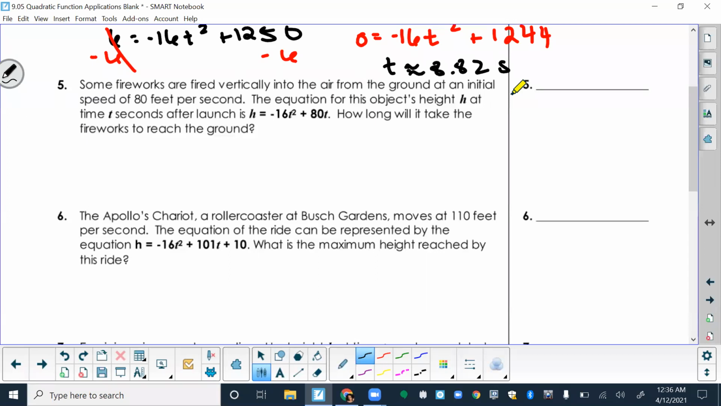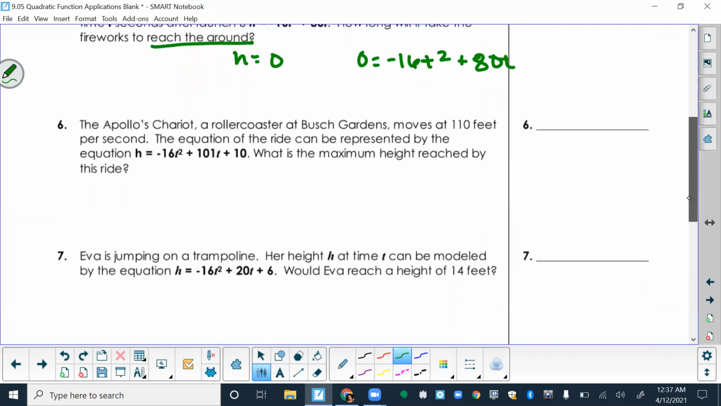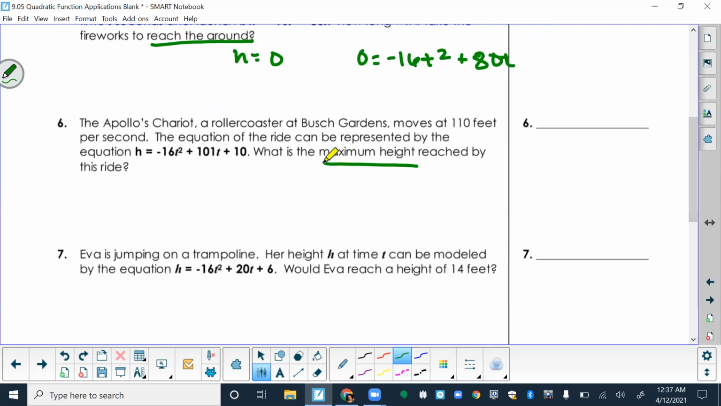So for number 5, I'm just going to highlight the key points here and hopefully that'll help you out with what to do. For number 5, it's asking how long will it take for the fireworks to reach the ground? So reach the ground is the key part here. That would be when h equals 0. So solving for t when h equals 0 would be your best bet for finding that answer.